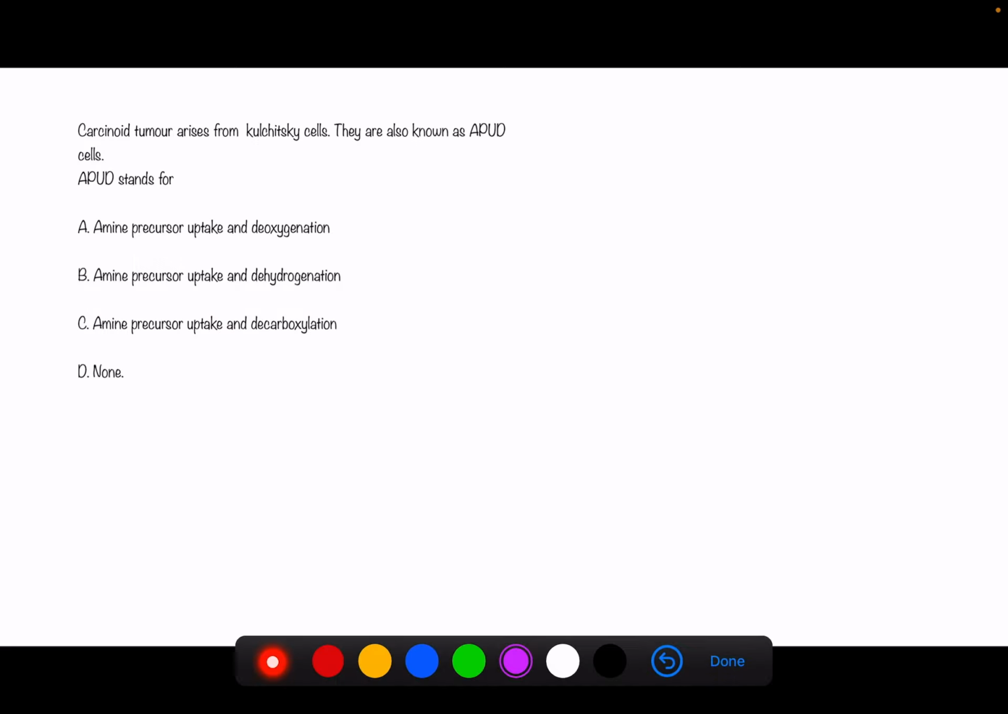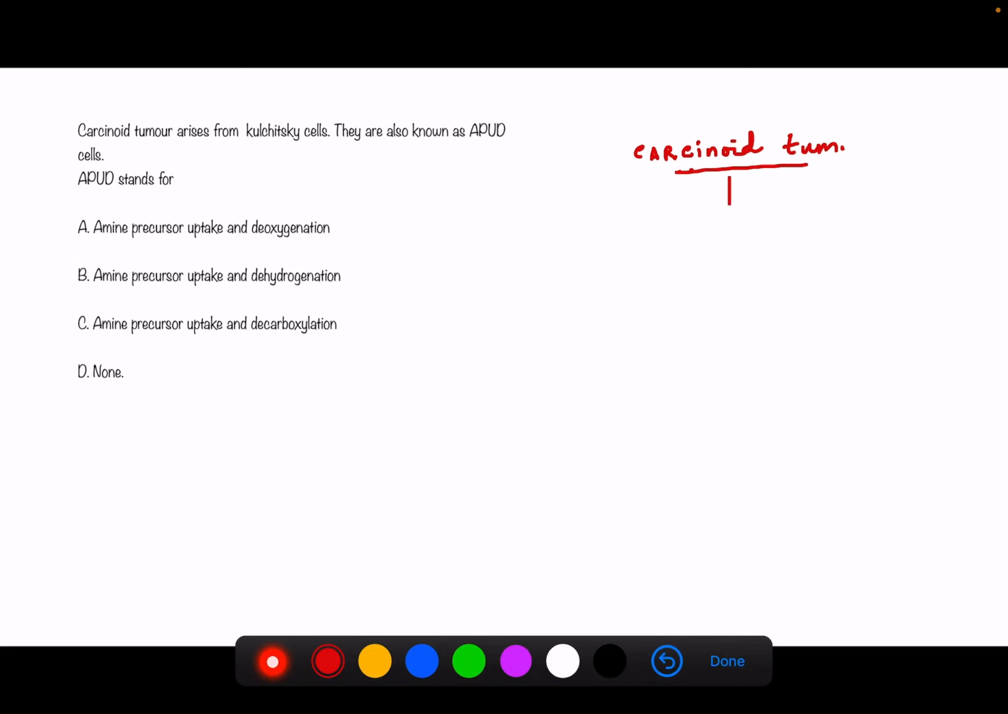The first question is: carcinoid tumor arises from Kulchitsky cells. These Kulchitsky cells are also known as Apud cells or APUD cells. APUD stands for what? To answer this question, we need to know certain facts. We're talking about carcinoid tumors here.